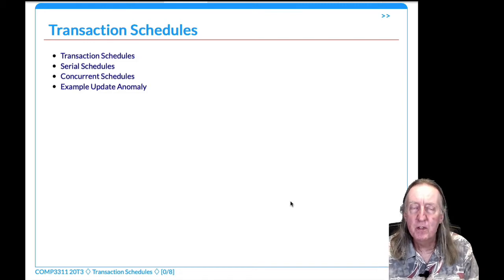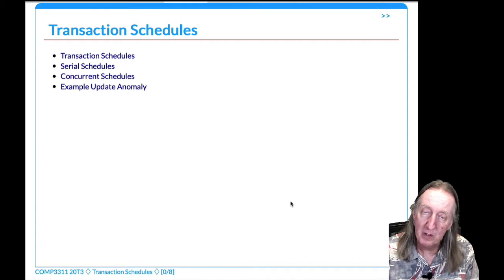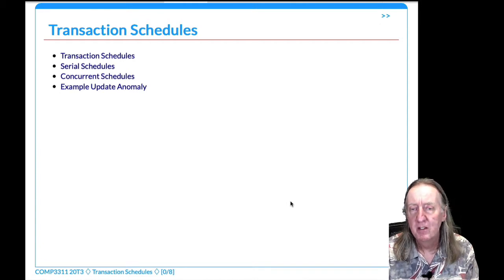Okay, so we've discussed the overall properties of transactions, and in particular the ACID properties, and especially atomicity. So a transaction starts and if it completes, all of its actions are preserved in the database. If the transaction fails, anything that might have occurred while the transaction was executing will vanish.